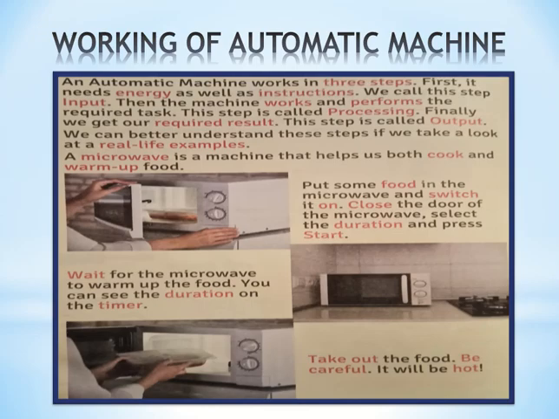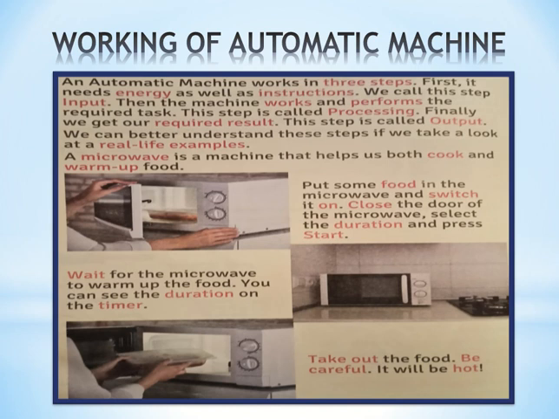Okay, now in the next page, we will discuss how automatic machine works. Okay, let's see. An automatic machine works in three steps. First, it needs energy as well as instructions. We call this step input. We have to give the instructions to the machine. Then the machine works and performs the required task. This step is called processing.